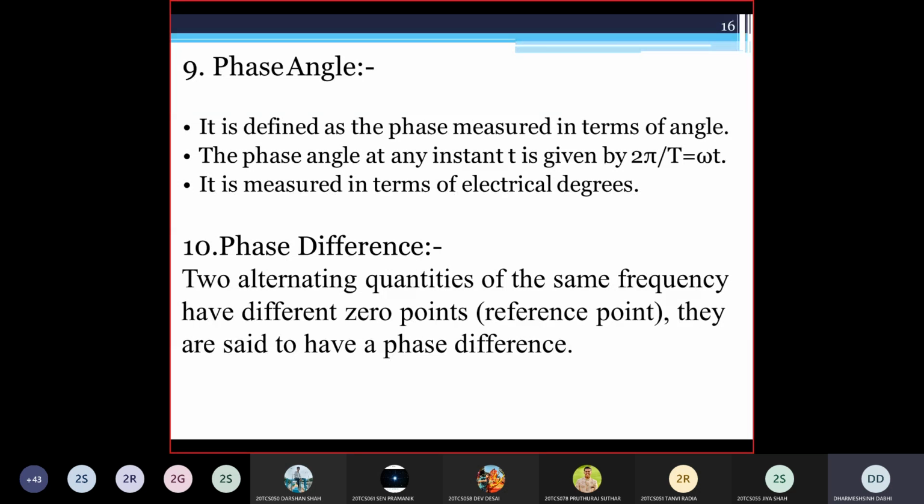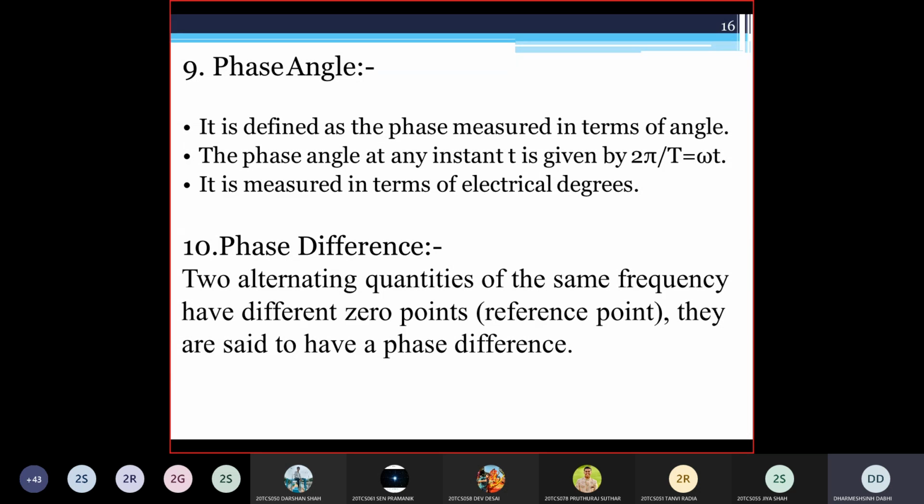So you always calculate the phase difference for two alternating quantities which have the same frequency. You cannot calculate phase difference for quantities of two different frequencies. Suppose one waveform has a frequency of 50 Hz and another waveform has a frequency of 60 Hz, then you cannot calculate the phase difference between these two quantities.